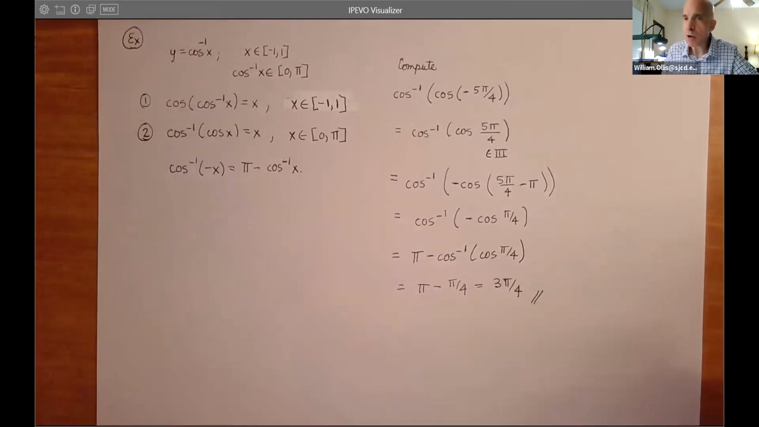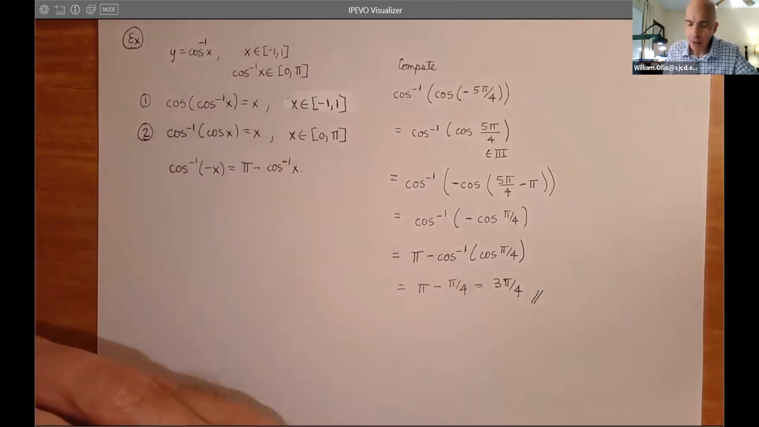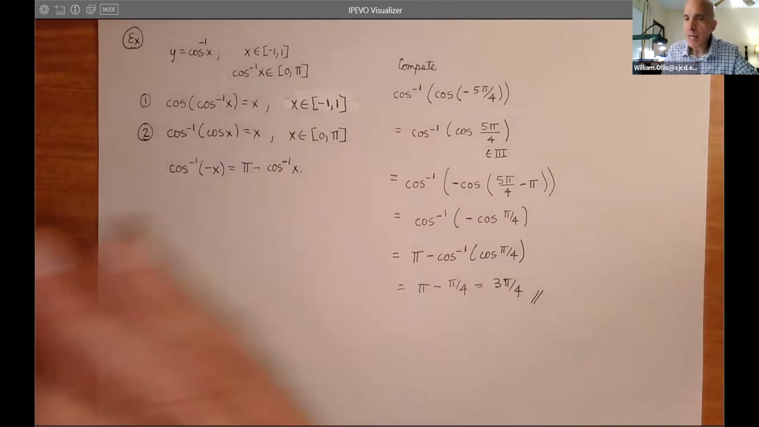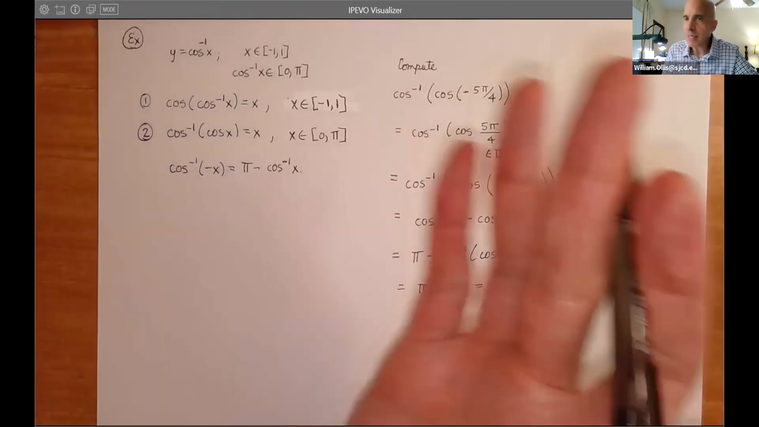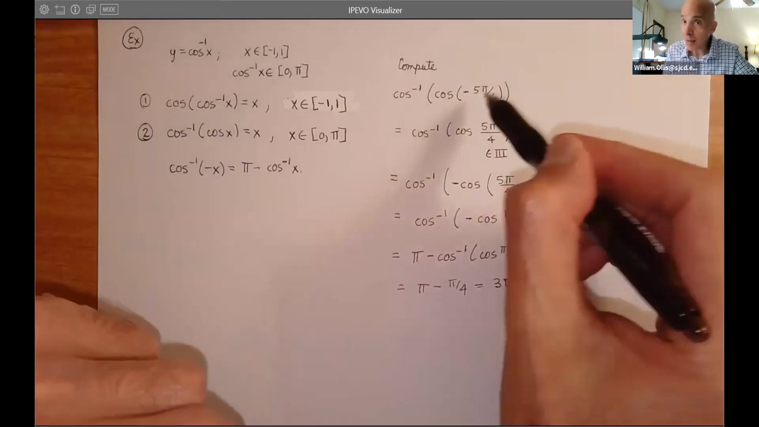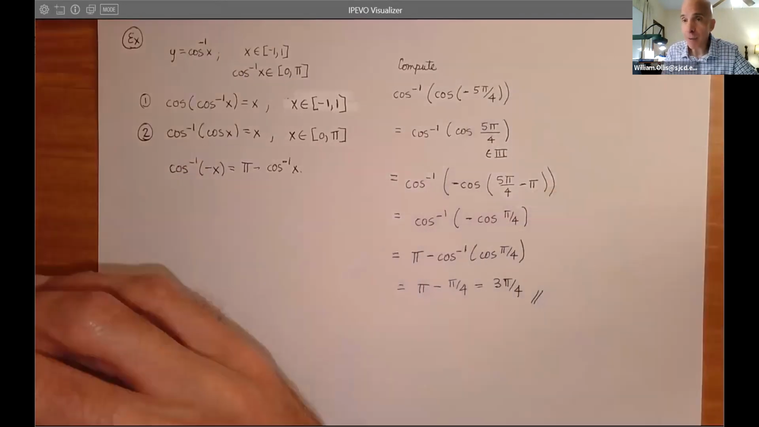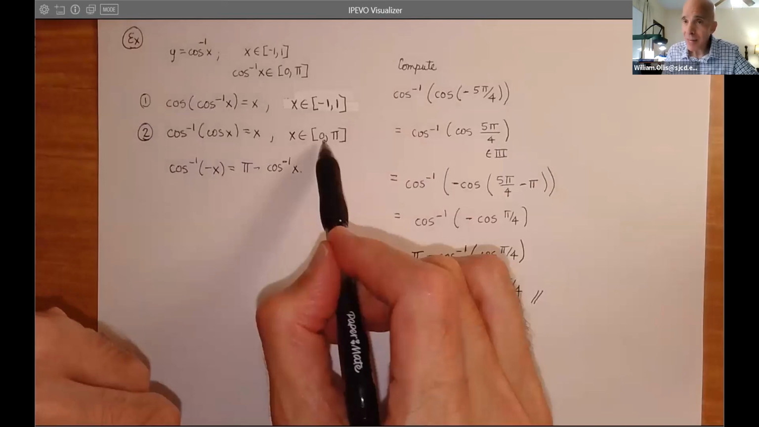So this is what I'm talking about. When you do this direction, it's easy because the inverse cosine has to be defined. The cosine is very flexible. It can take any input, any real number. And so this is actually defined. You can compute it, but you can't just say it equals negative 5 pi over 4. That makes no sense because the negative 5 pi over 4 is not in the range.